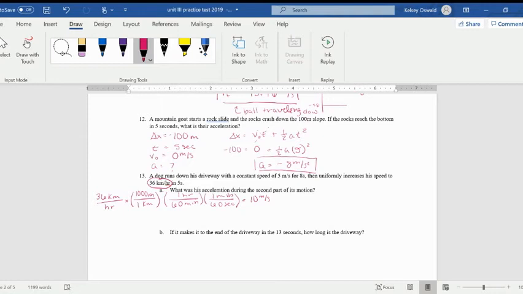All right, so we want to find the dog's acceleration during the second part of his motion. So this is where he's running down at a constant speed of 5 meters per second and then speeds up to a final velocity of 10 meters per second. So before we accelerate, we knew our initial velocity was 5 meters per second. When he reaches the bottom of the driveway, we know his final velocity is 10 meters per second. And this all happened over a time of 5 seconds.